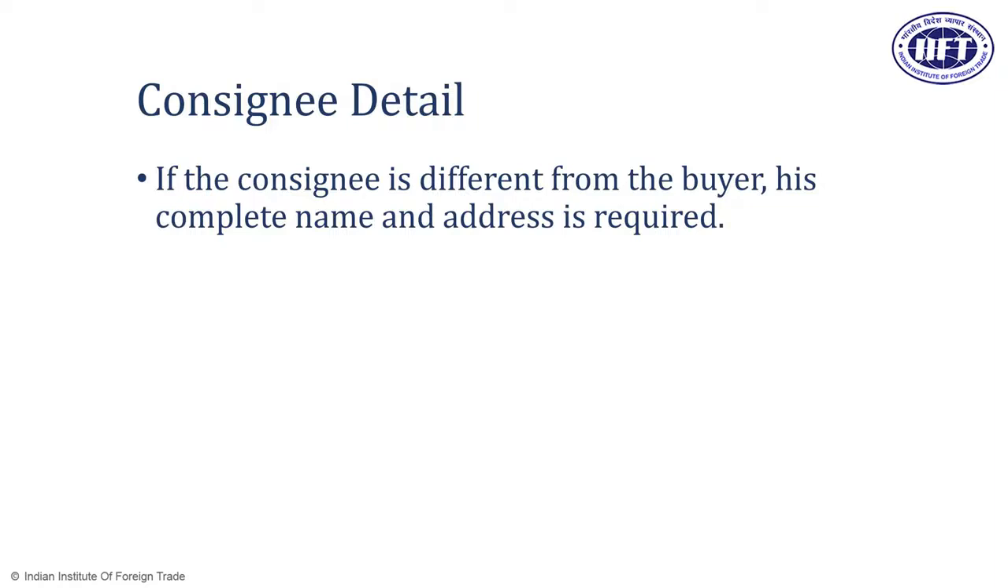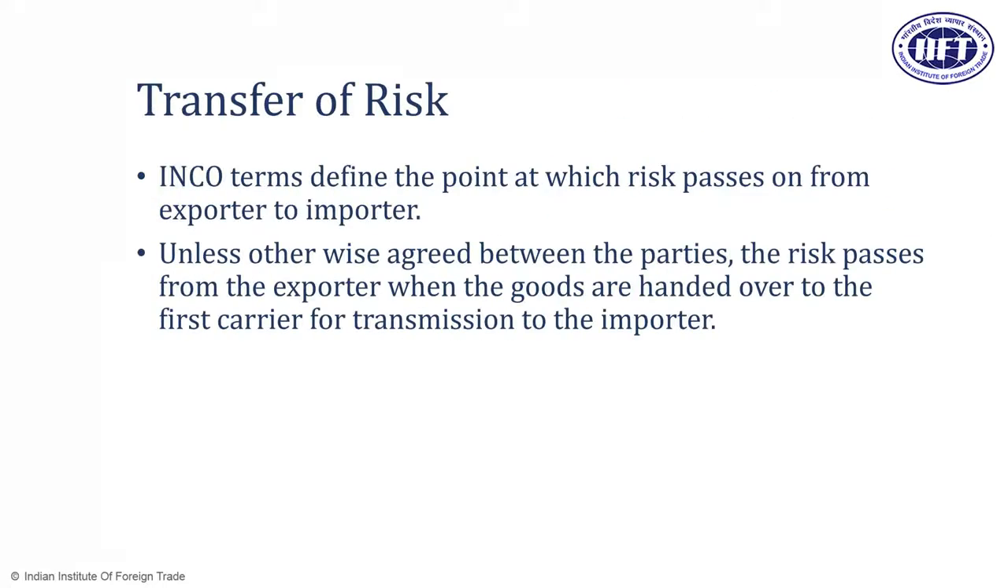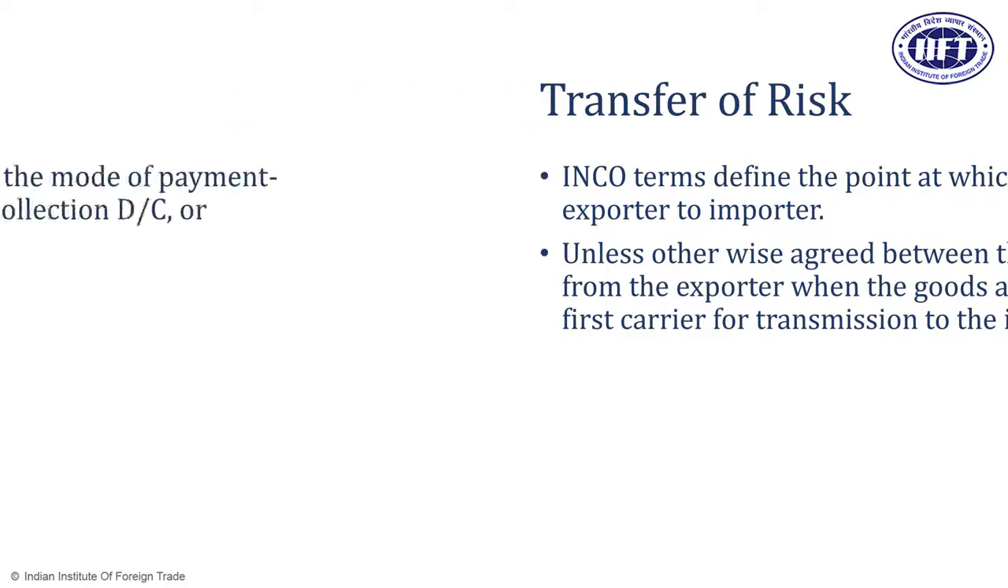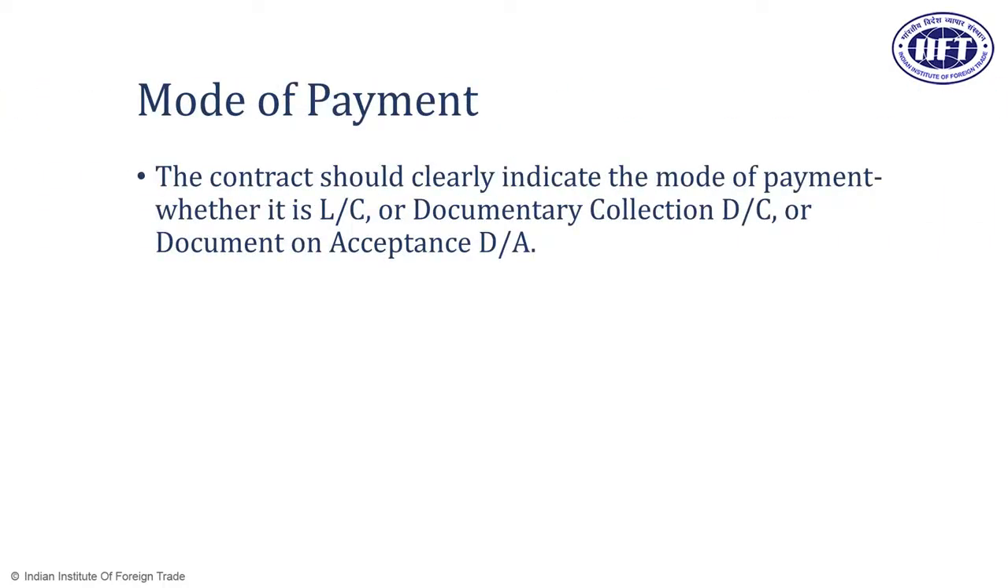The details of the consignee should be specifically mentioned if the consignee is not the same as the buyer. The mode of payment, that means how the payment will be given, whether it's advance payment, whether it is collection, whether it is LC, whether it's a combination of all these, whether payment will be coming in various stages, should also be specifically stated.